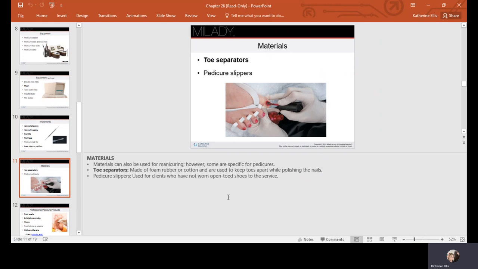Toe separators, pedicure slippers. You know, the slippers that you get in a nail salon are meant to get you from the shop to the car. They're not meant to hold up for you to go grocery shopping in. So you might want to recommend to your client that they purchase a pair of flip-flops to have on use.